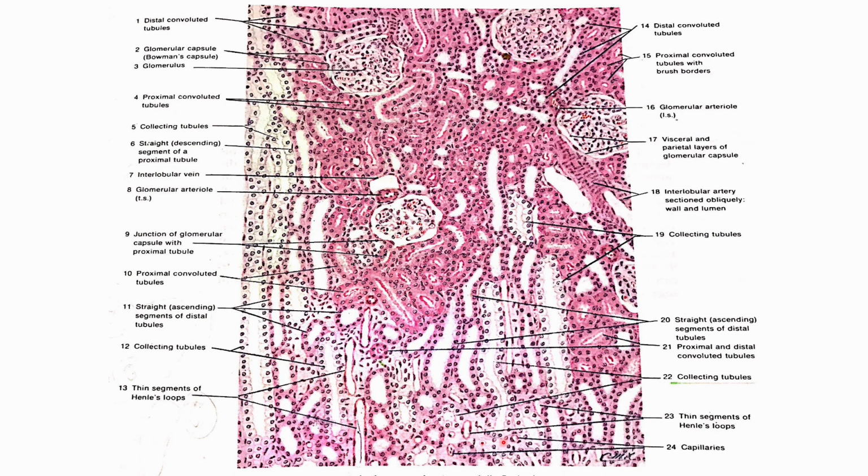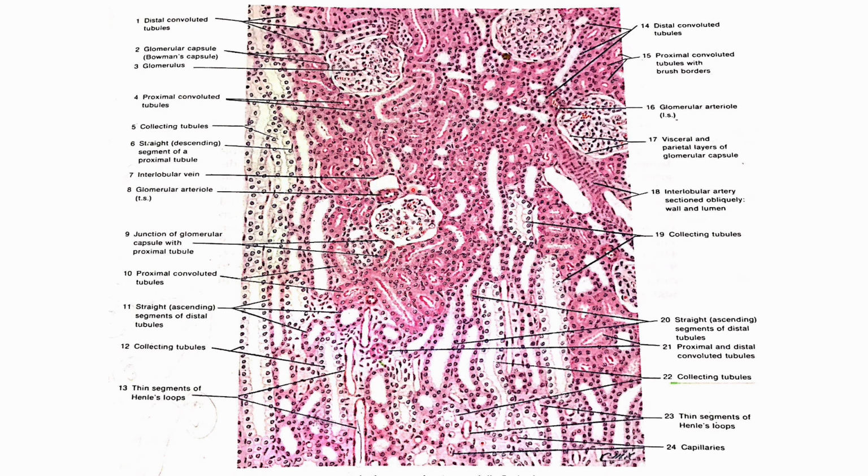This is a section of the kidney stained with hematoxylin and eosin stain. Here we can see the outer cortex and the inner medullary area. This is the glomerulus along with the glomerular capillaries, and here you can see the Bowman's capsule. Then we have different PCTs in cut section. These are the proximal convoluted tubules, smaller in size and darkly stained. Then we have this large one, the descending segment of the proximal tubule, along with different vessels.